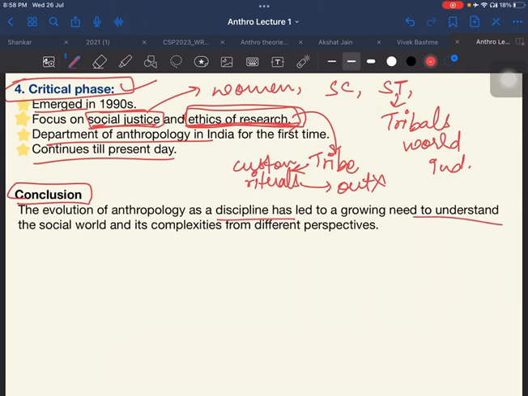Now, the conclusion I have given you: the evolution of anthropology as a discipline has led to a growing need to understand the social world and its complexities from different perspectives. You can also give your own conclusion, like the emergence of anthropology is the result of the inherent curiosity of mankind to know about itself. This can also be a very good conclusion. So be innovative. This innovation will only come out when you try to write. So try to write so that your mind makes up these lines and these can be used in the exam hall in a very innovative and creative way.